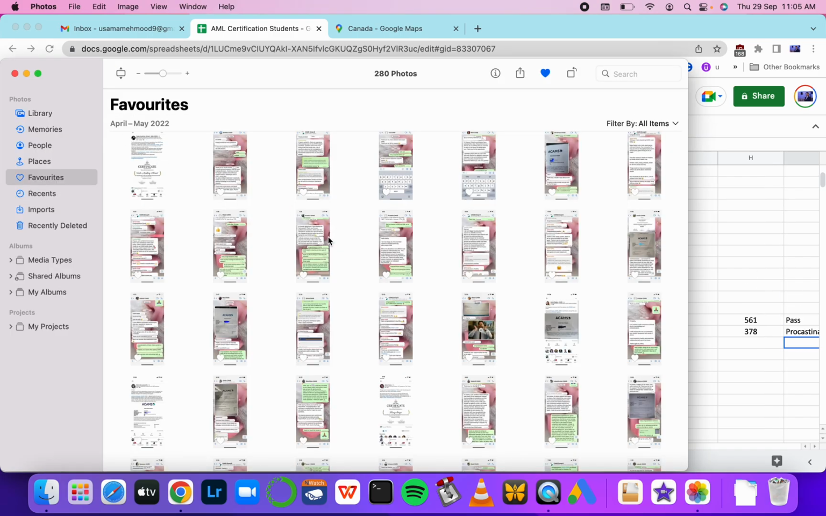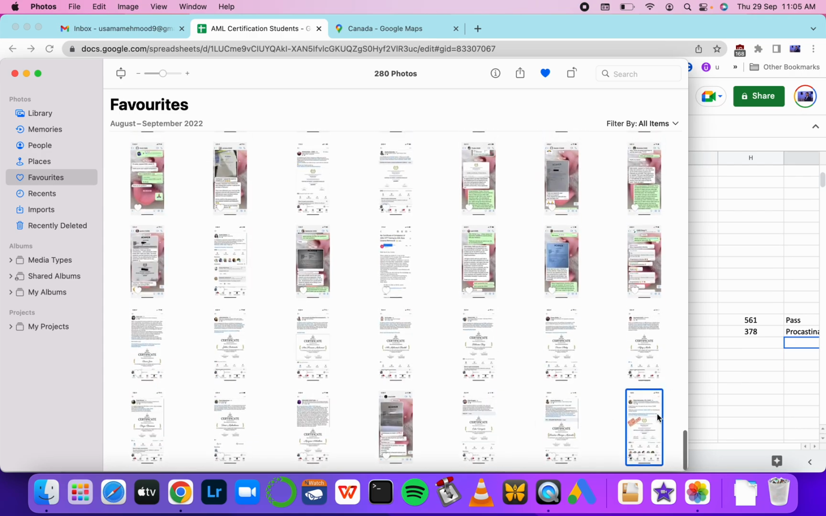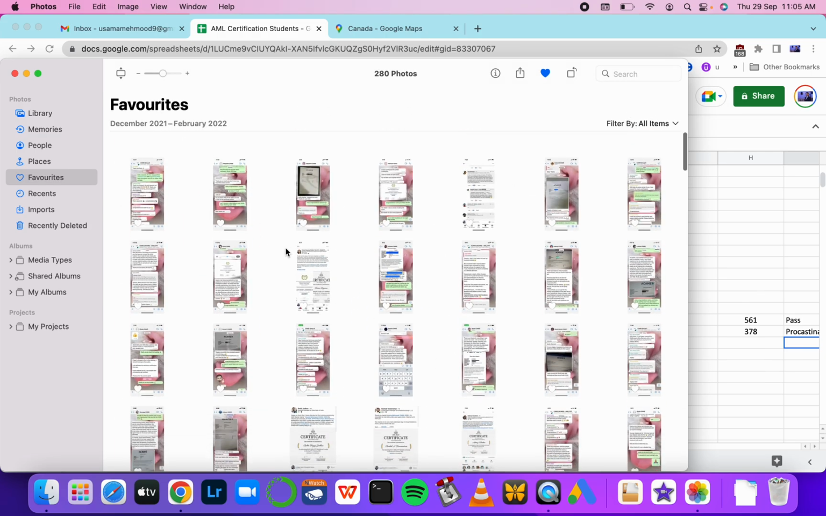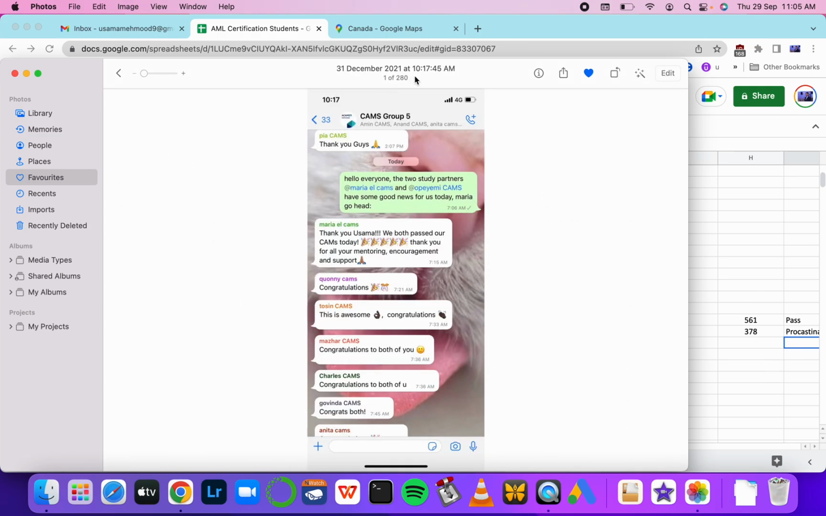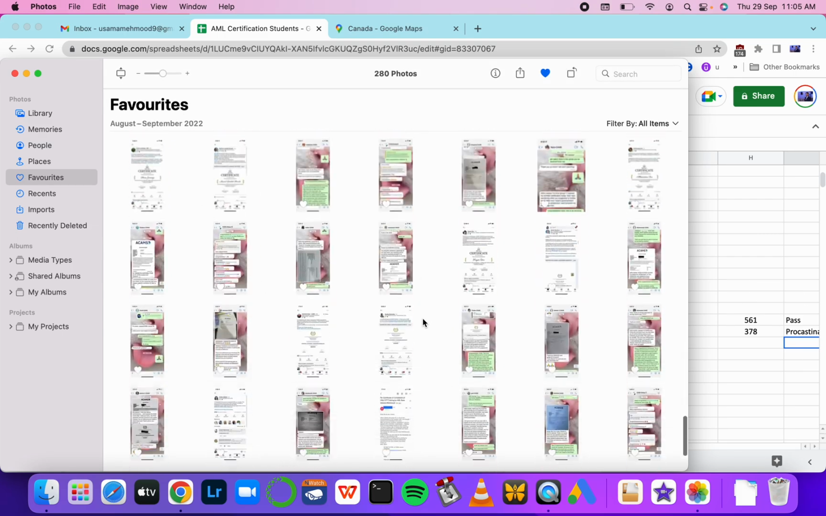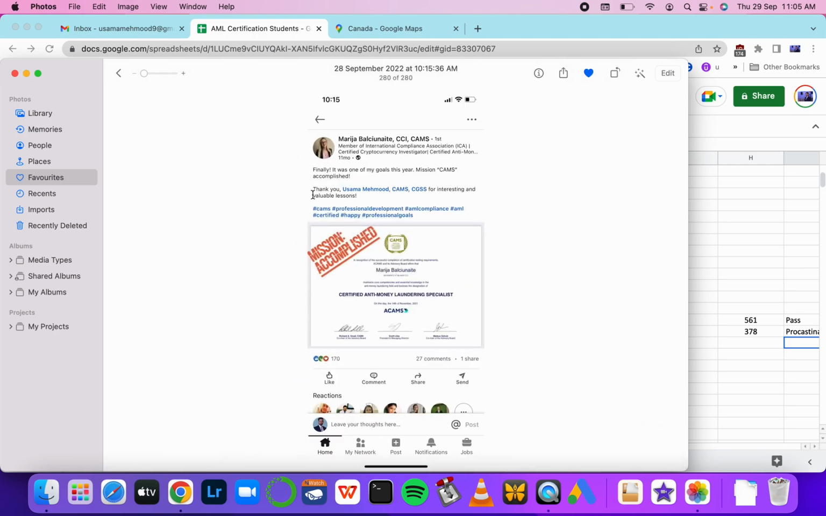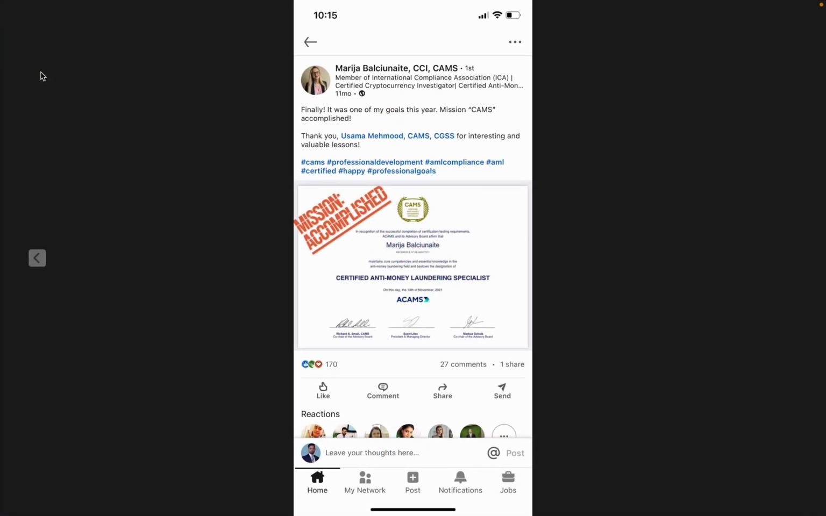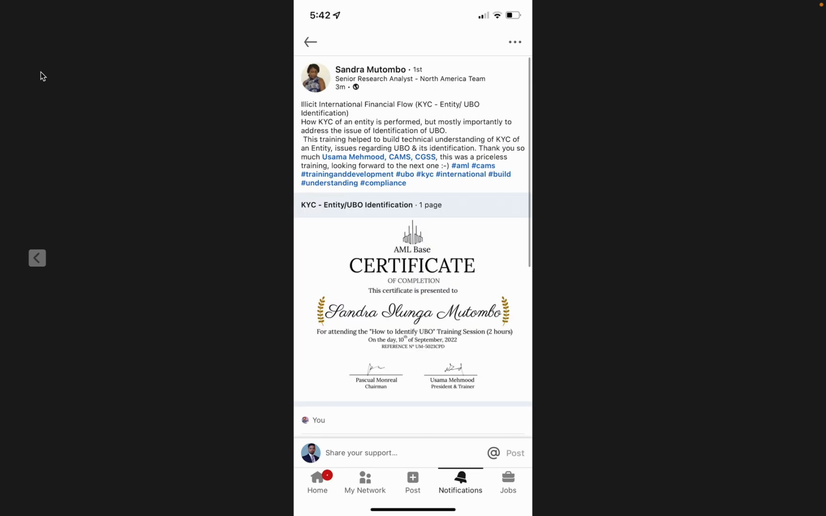Okay, so let's start with the recent one. We're going to start with the recent one, so you can see that. Let me open that. This is from the 28th of September. Yesterday I took a screenshot of this one, and we're going to move to the 31st of December, the last screenshot that I took from last year. I'm recording this in 1080p, so you can stop it anytime you want to.